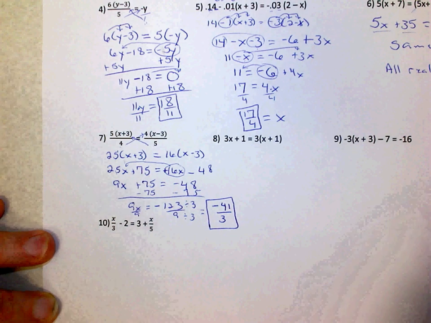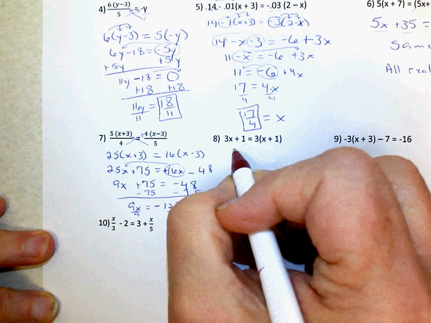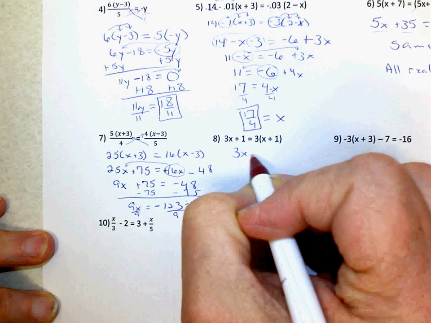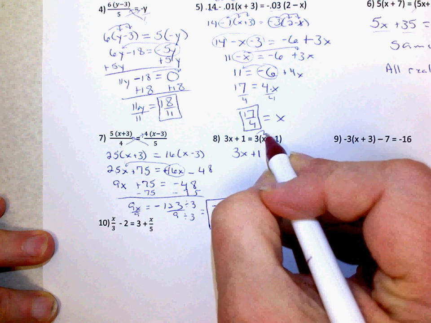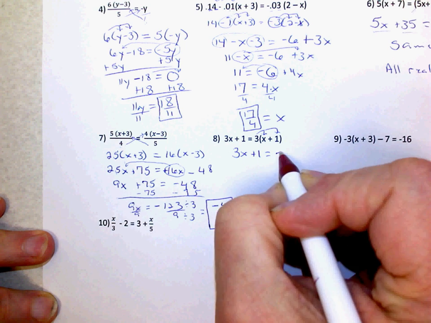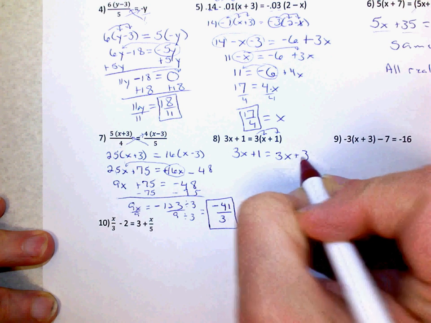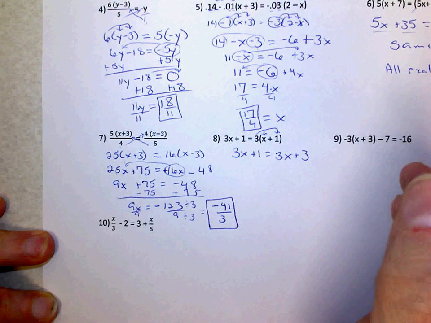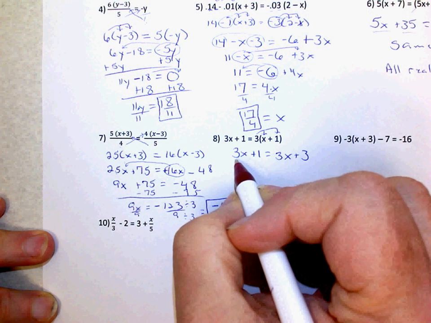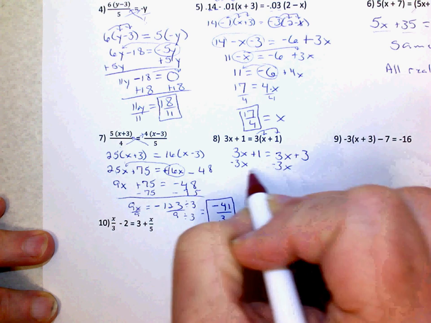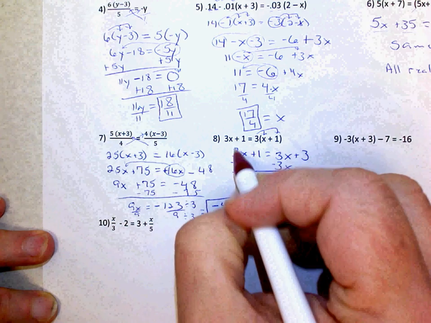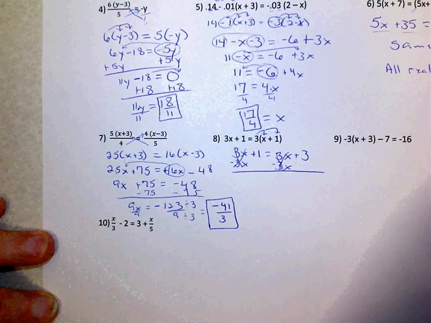Now, number next, 3x plus 1, and we have to distribute our 3. So 3x plus 3, small x to big X. Well, there isn't a small or a big, they're both the same. So when I subtract 3x from both sides, I get 1 equals 3.